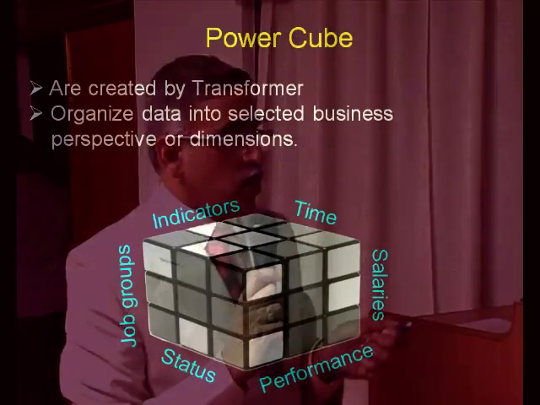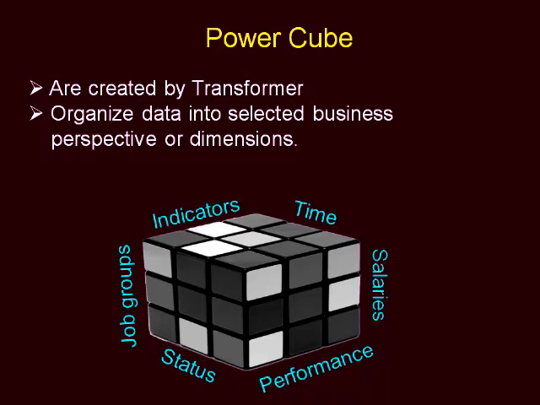This is basically used to organize the data into selected business perspectives. For example, the picture shown on the slide gives a power cube involving some measures and dimensions. Here, time is a dimension, job group is a dimension, status is a dimension, and performance indicators and salaries are measures. So when you take a particular category of value on each dimension, you get a combination. On that combination, you are computing the aggregated values for all these measures. The cell contains these aggregated values.